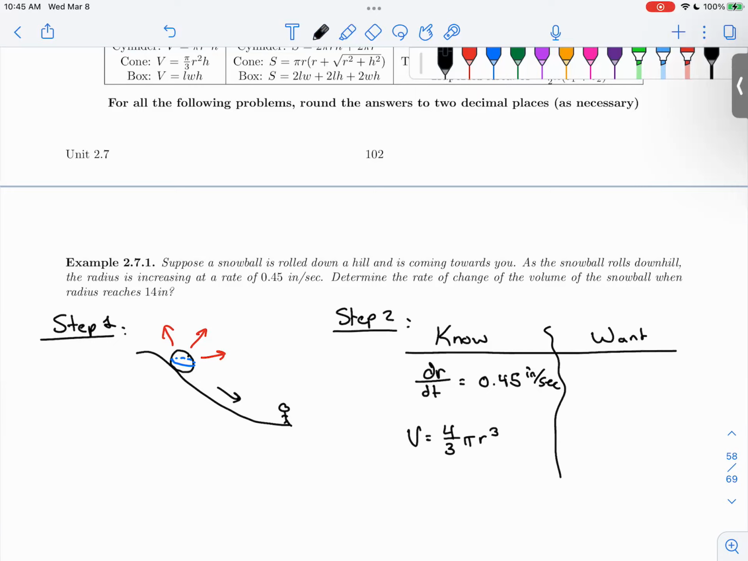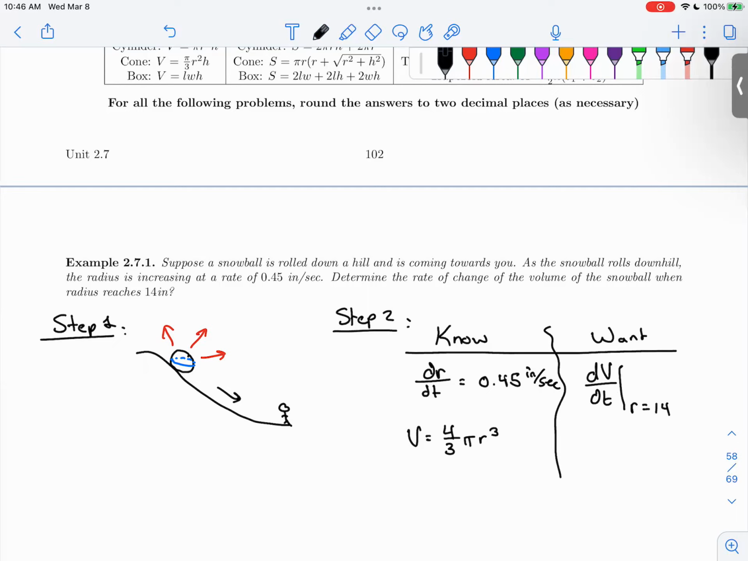What do we want? We want dV/dt, the rate at which the volume is increasing, but we want it at 14 inches. So we're going to do dV/dt at r equals 14.